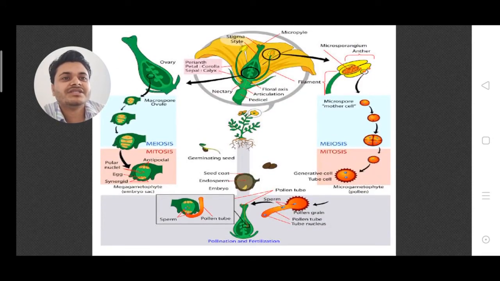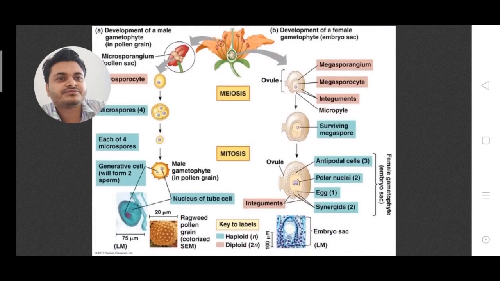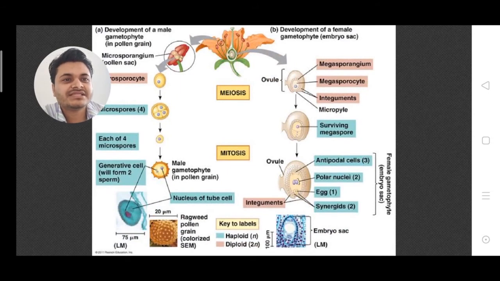So you can see the overall diagram has been given there. Flower is shown, then microsporogenesis, then pollination, then fertilization and formation, clear? There is a little bit extra I've given. If you want, you can study. A little bit extra diagram I've given. Same thing here, a little bit extra.